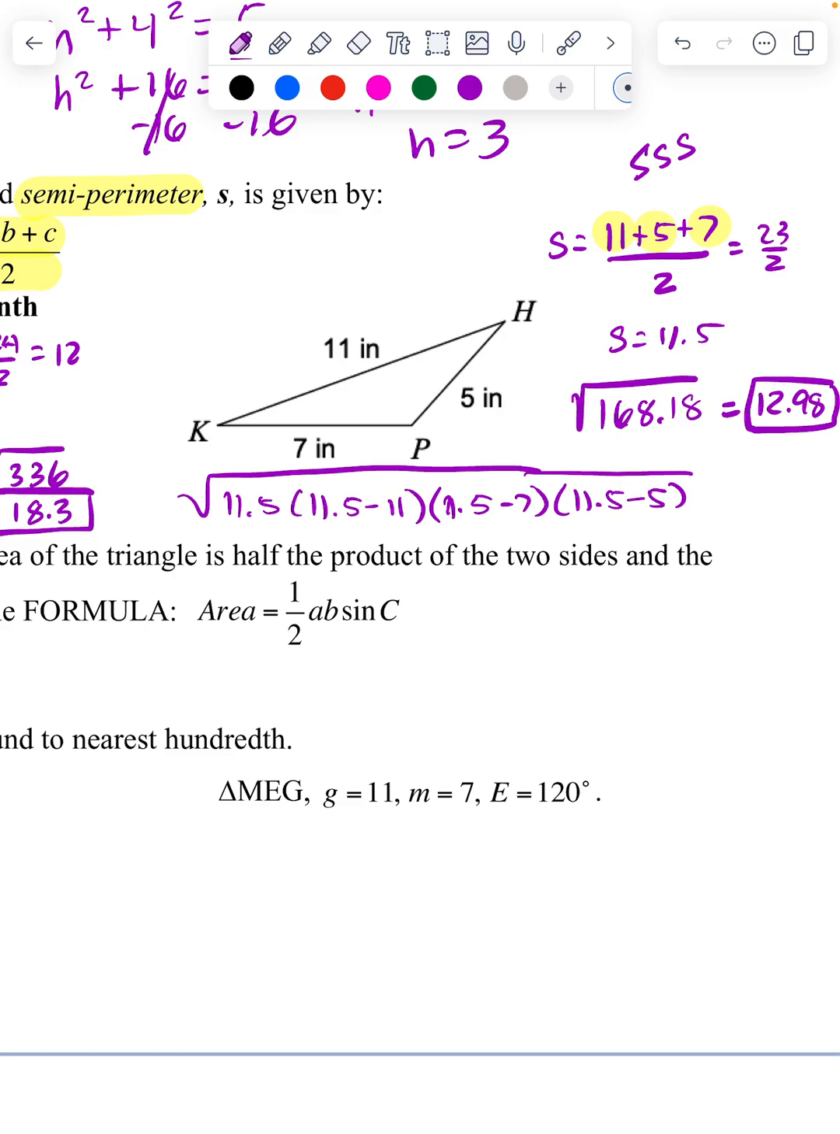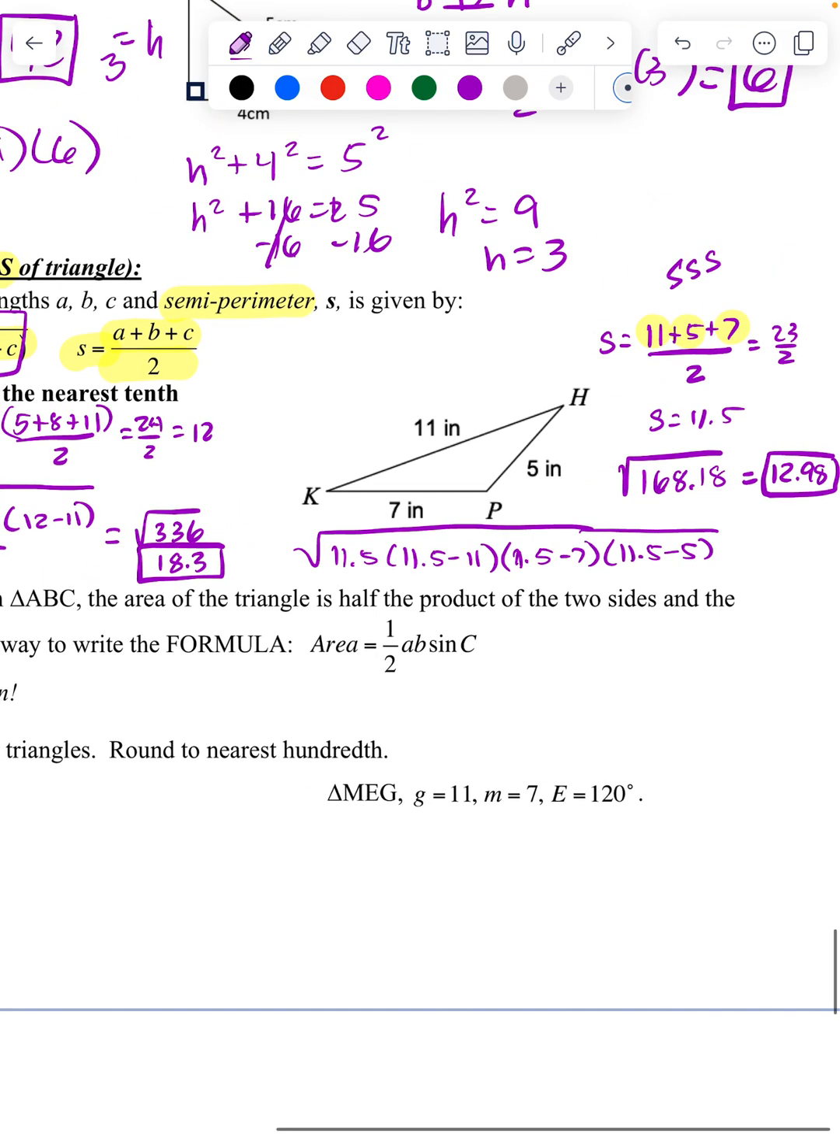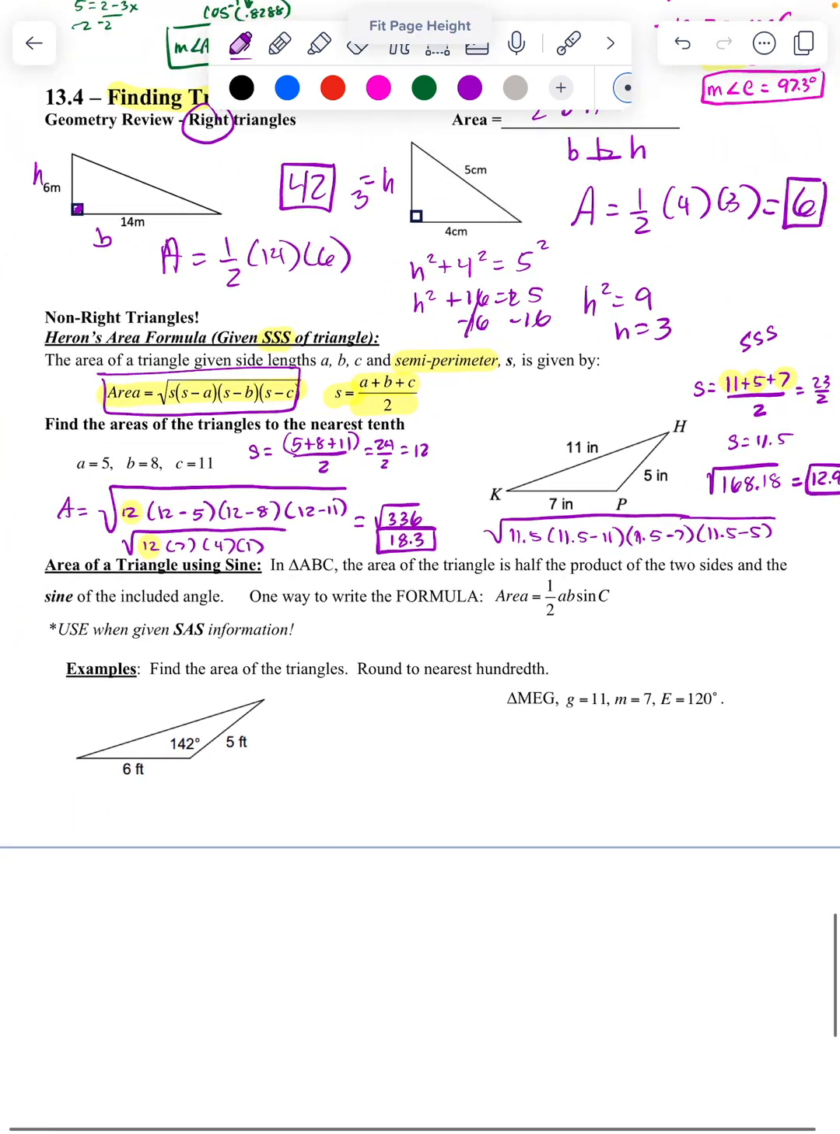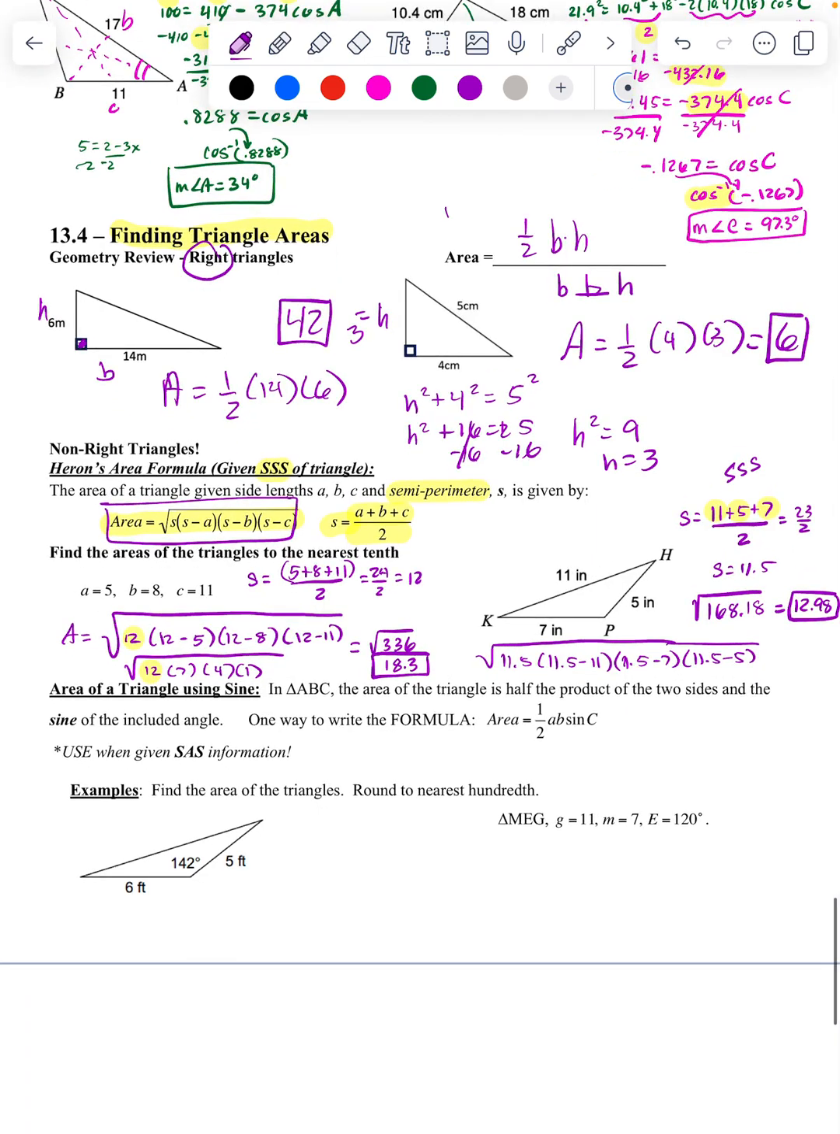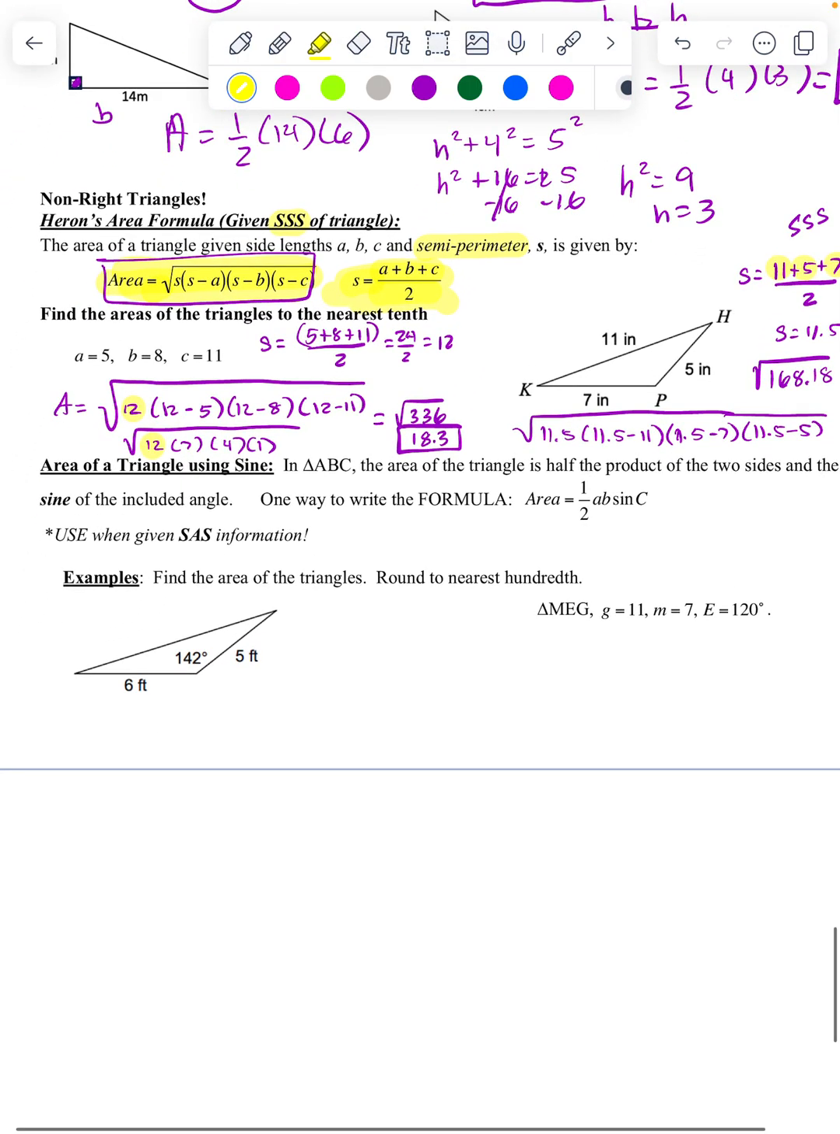So formulas are pretty easy because you just have to plug in the numbers, but you have to choose the right formula and then put in the right numbers. That is the catch. Our third and last area formula: one is just the straight-up formula from geometry, two is Heron's formula, where you find your semi-perimeter, and that's for use when you know all three sides. But if you don't, you can use this last one.